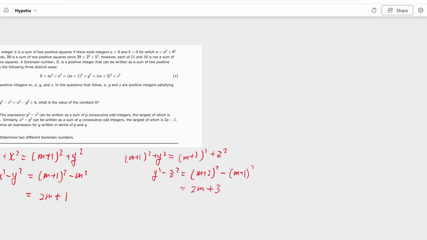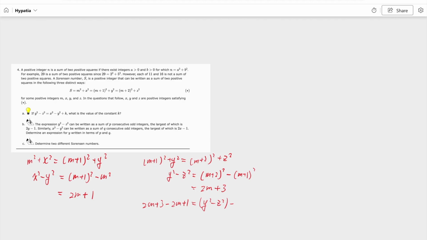Then we compare two answers, 2m plus 3 minus (2m plus 1), which is equal to y squared minus z squared minus (x squared minus y squared), and it is equal to k. Our answer for k is 2, and this is our first question's answer, 2.